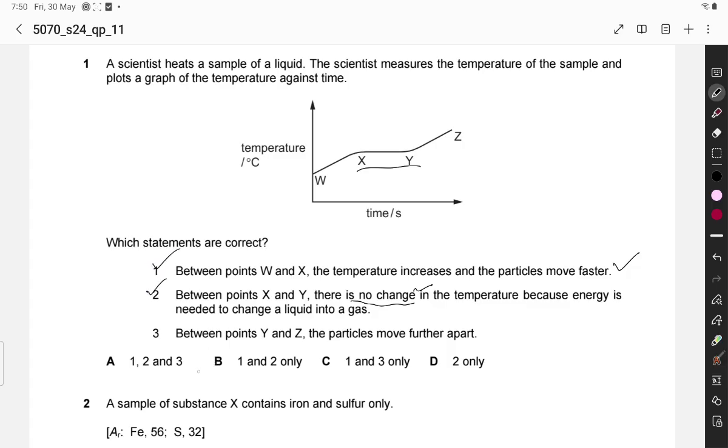Between points Y and Z, the particles move further apart. Yes, because from point Y to Z, the state changes from liquid to gas, so that's why particles move further apart. So that's why 1, 2 and 3 are correct.